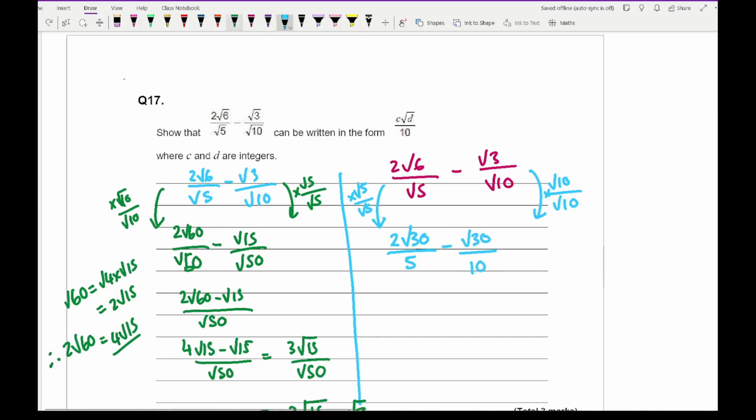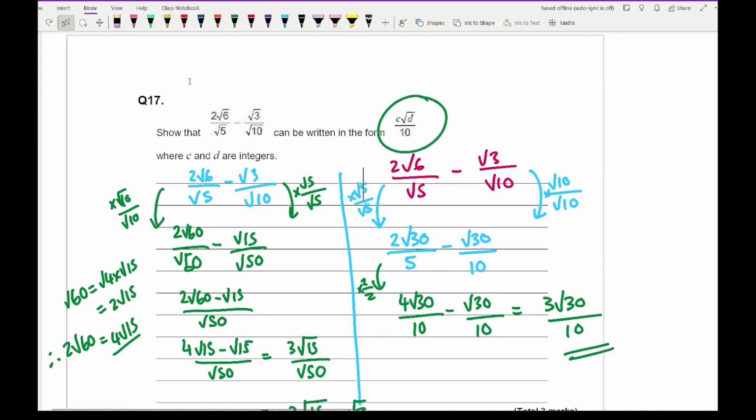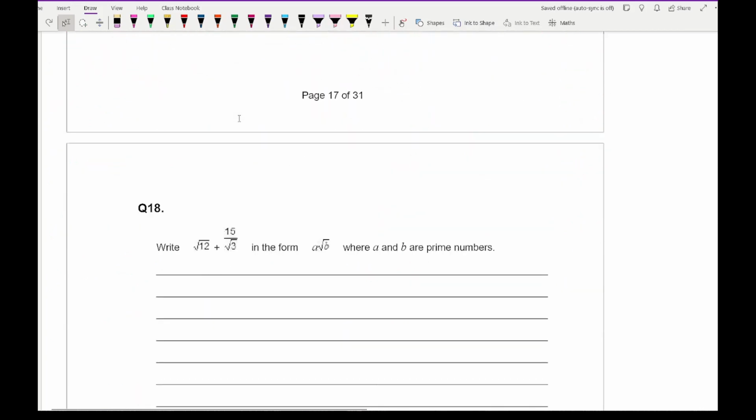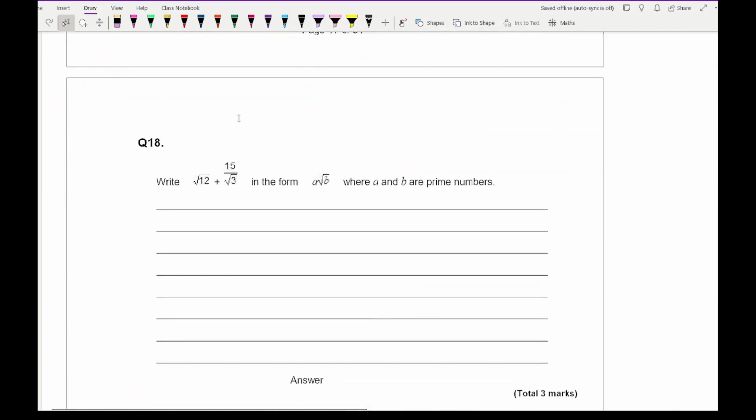Then you can see that I've already rationalized the denominator, so I've just got to get a common denominator. So I multiply this by 2 over 2. So that becomes 4 root 30 over 10 minus root 30 over 10, which then becomes 3 root 30 over 10. And there I've got my final answer, because it's in this form where c equals 3 and d equals 30. So 2 ways in which you can do it, and either one is going to be absolutely fine.